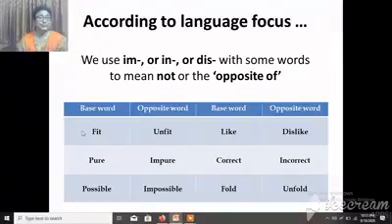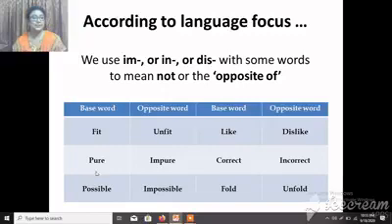The first one is fit. Do you know the word fit? Yes. When someone asks me, how are you? I am fit and fine. That means I'm strong enough to do something. So fit, and the opposite word is unfit. We use un before fit and it makes unfit.